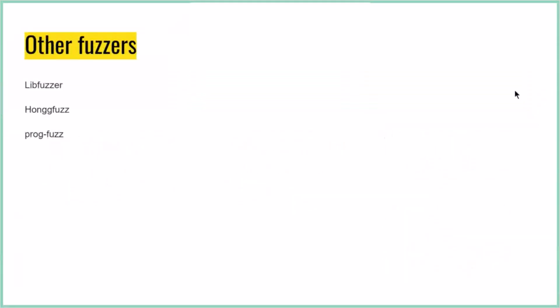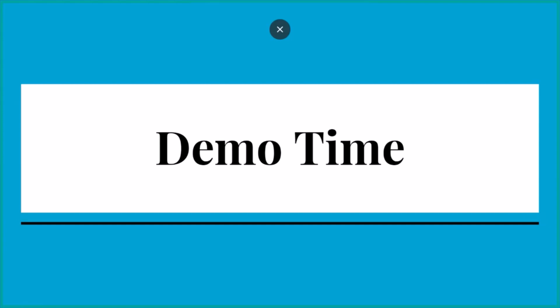Next, we will talk about the other fuzzers that we could have potentially used. These three are just some of them. But for this demo, we will be using afl.rs. Next will be the demo.